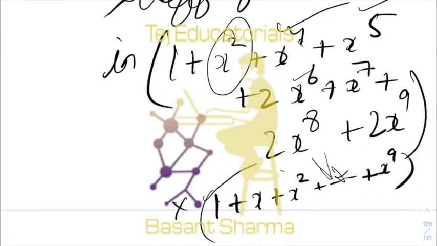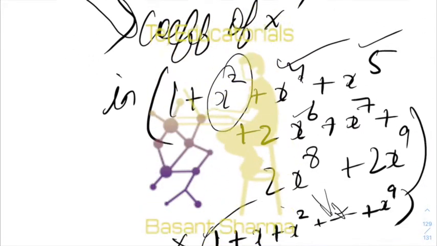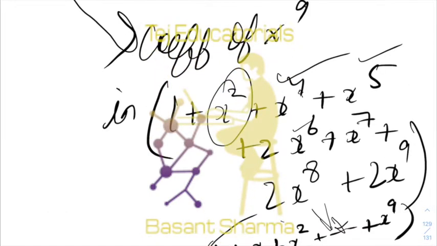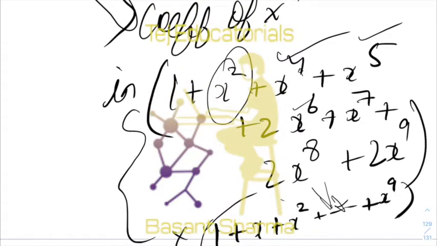By the way, in the last class, there was some calculation mistake that I was talking about. When we were calculating the coefficient of x to the power 9 in this expression, I missed a term of x cube here. So there will be one more term of x cube here.